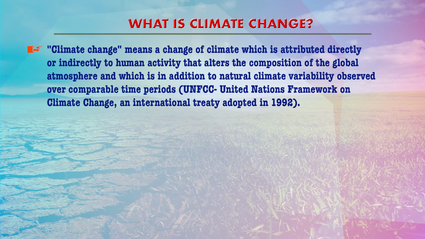They define climate change as a change of climate which is attributed directly or indirectly to human activity that alters the composition of the global atmosphere, which is in addition to the natural climate variability observed over comparable time periods. What is the meaning of this? That means human activity is changing the climate in addition to natural climate variability which is observed.